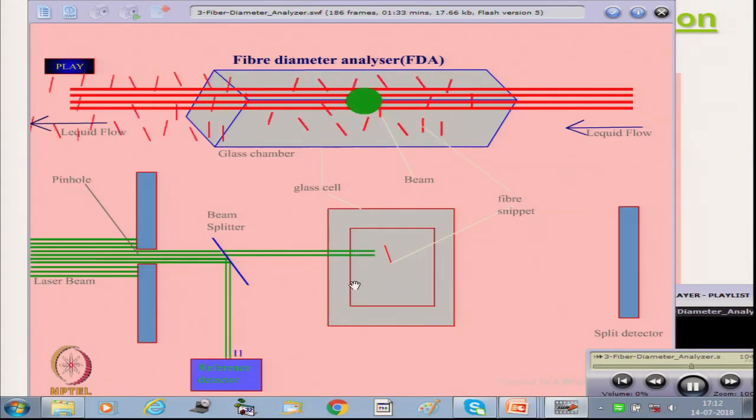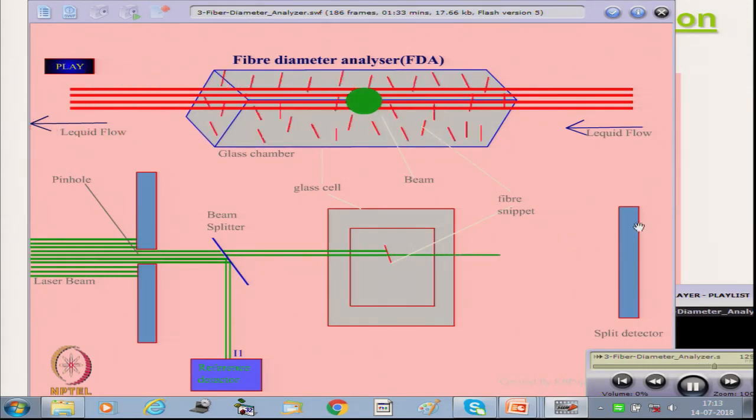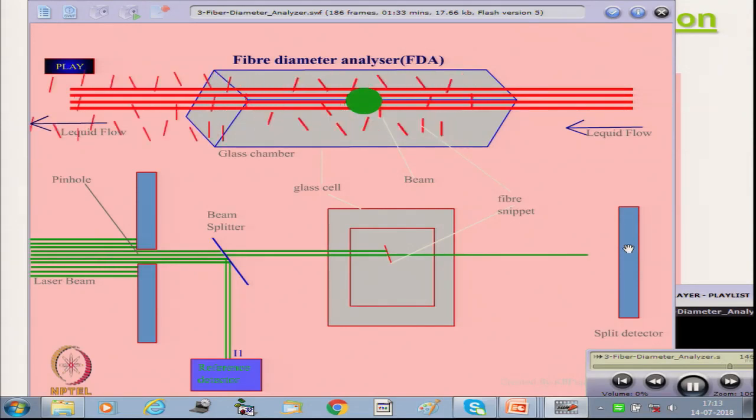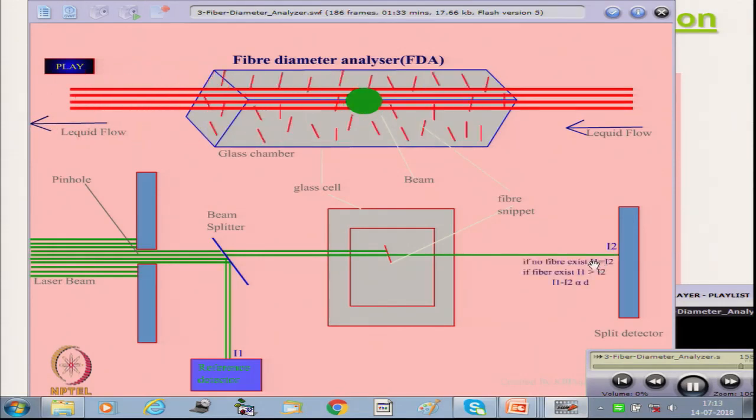And if the fiber crosses properly, then this is the split detector. Here it has got two parts, upper part and lower part. The intensity of these two parts should be exactly the same. Whether it is low or high does not matter. The intensity should be exactly the same, then only that particular data will be taken.